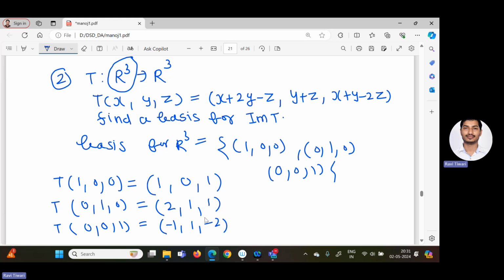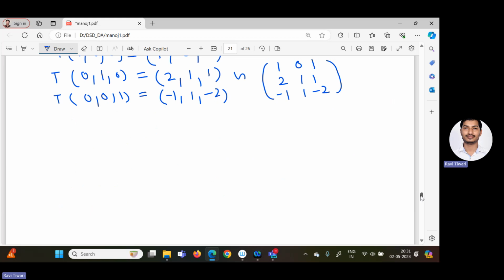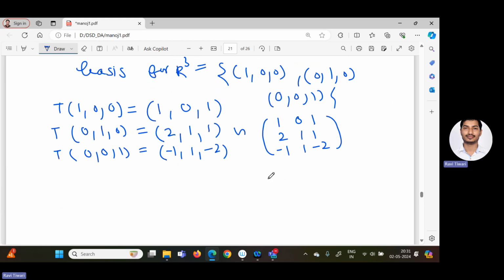Now these outputs we can write in matrix form. First row 1, 0, 1, second row 2, 1, 1, third row -1, 1, -2. Now we have to convert this into row echelon form. Why? Because the basis for the image of the linear transformation must be linearly independent, and the obtained outputs might be linearly dependent. So we apply row echelon form so that we get linearly independent vectors in the basis for the image of T.